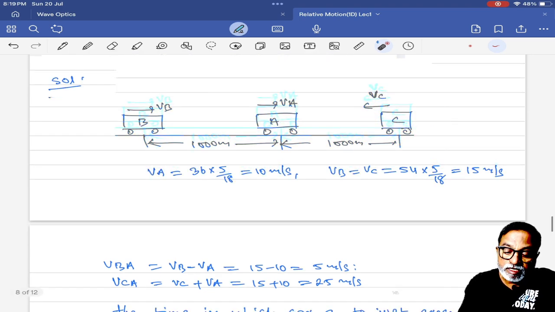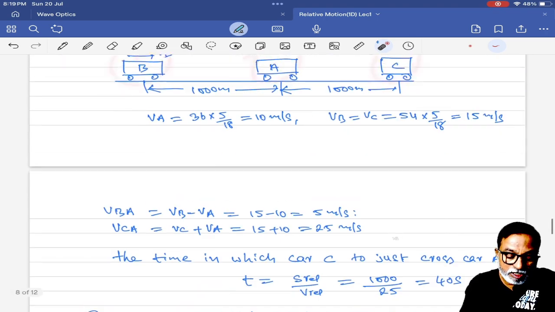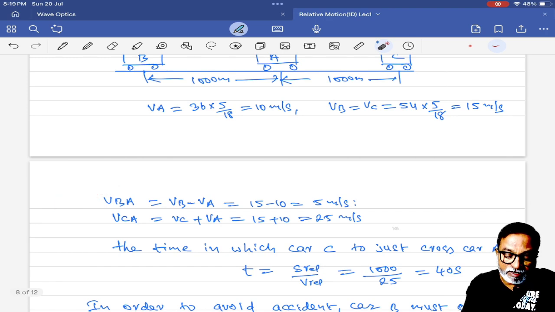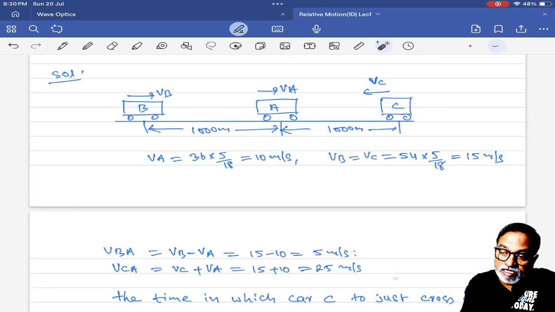ఇక్కడ చూడండి, ఇప్పుడు C అయినా B అయినా విత్ రెస్పెక్ట్ టు A ఫైండ్ అవుట్ చేయాలి. వెలాసిటీ ఆఫ్ B విత్ రెస్పెక్ట్ టు A, VB మైనస్ VA. VB ఈజ్ 15, VA ఈజ్ 10, దిస్ ఈజ్ 5 మీటర్. అట్లానే VCA ఈజ్ ఈక్వల్ టు VC ప్లస్ VA, 25. కార్ C కాన్స్టాంట్ వెలాసిటీ కాబట్టి SL ఈజ్ ఈక్వల్ టు Vrel బై T.